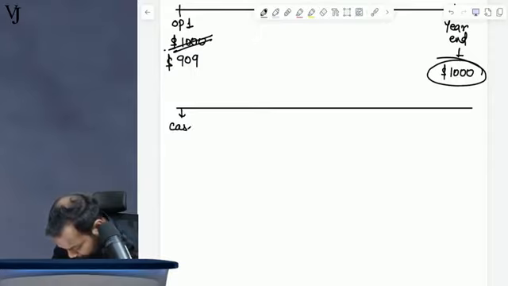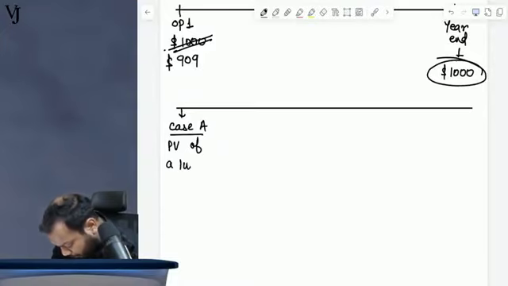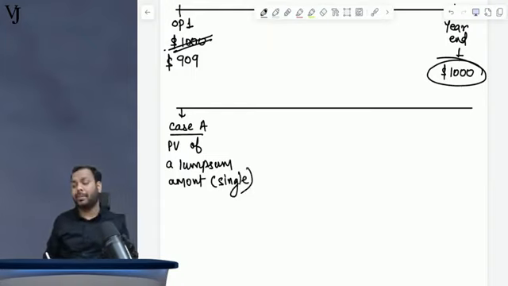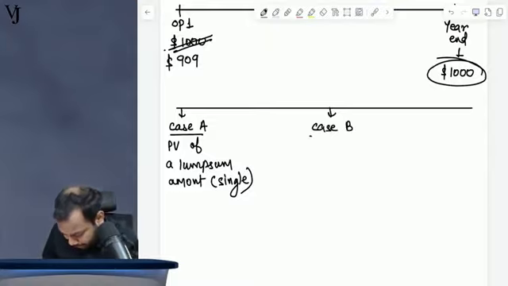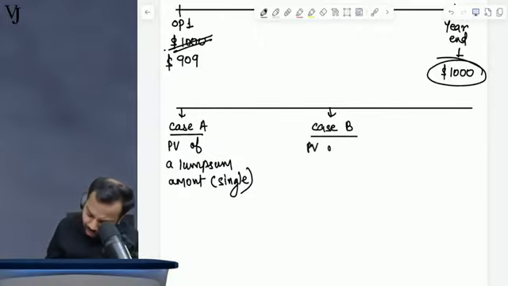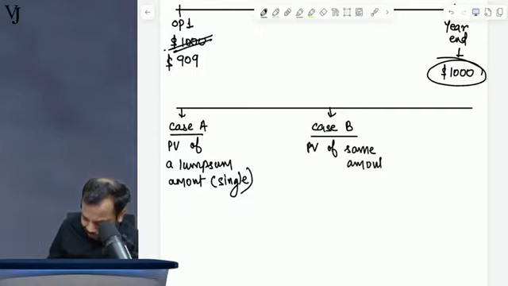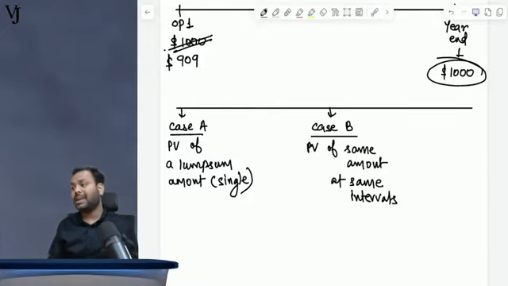Case A, present value of a single lump sum amount. Case B is present value of same amount at same intervals.